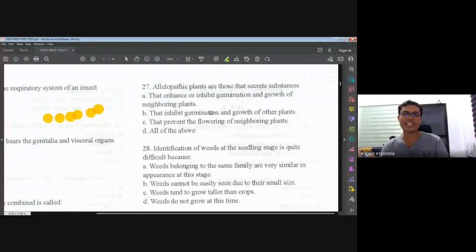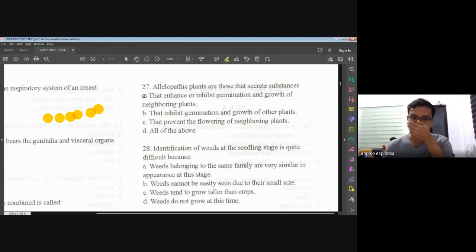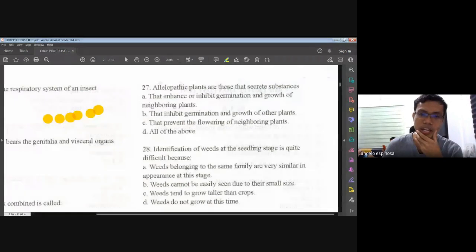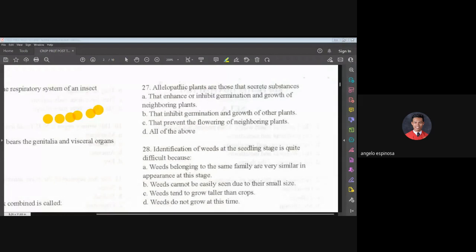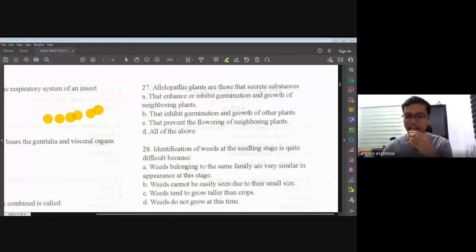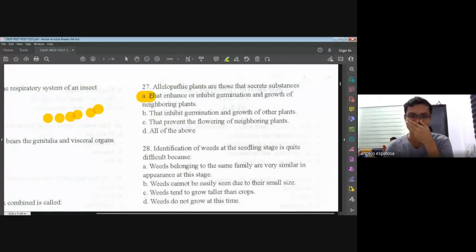Okay, number 27. Allelopathic plants are those that secrete substances. Okay, so the correct answer for number 27 is letter A, no? That enhance or inhibit germination and growth of neighboring plants. So that's the correct answer.